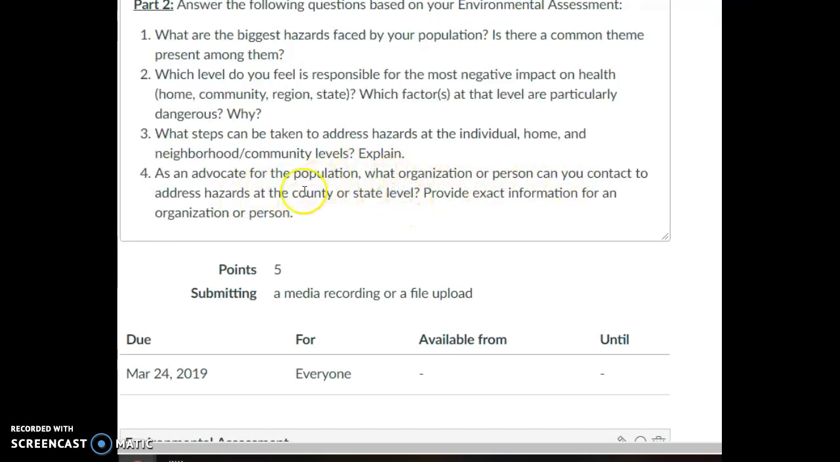Now, the others need to have a few sentences or a paragraph underneath. This one right here, you need to have very specific contact information. So the exact information for an organization or person that you can contact to address hazards. If you look in the extra engagement opportunities that are available in this course, you'll notice that an option is to write a letter or letters advocating for your population. So this would provide you the information for who you could contact in order to really advocate for changes to decrease these hazards.